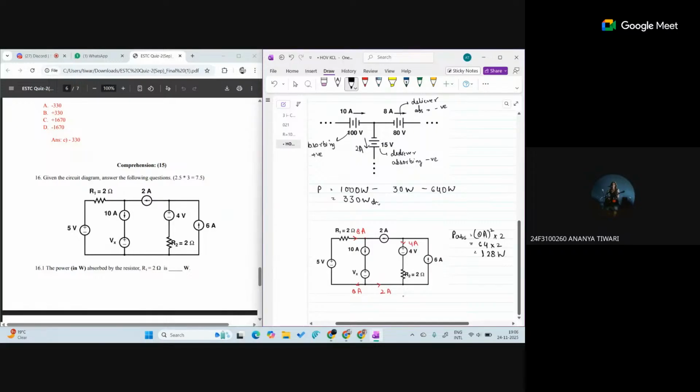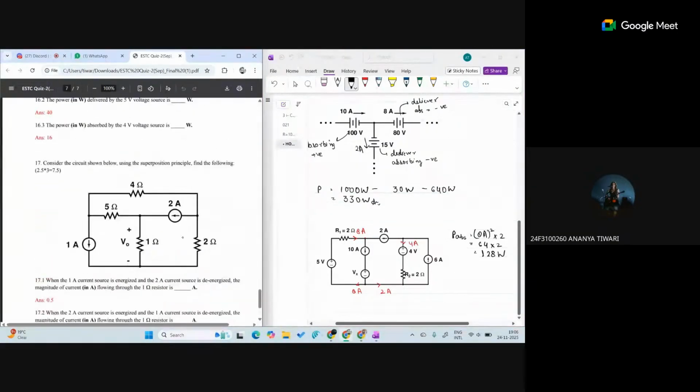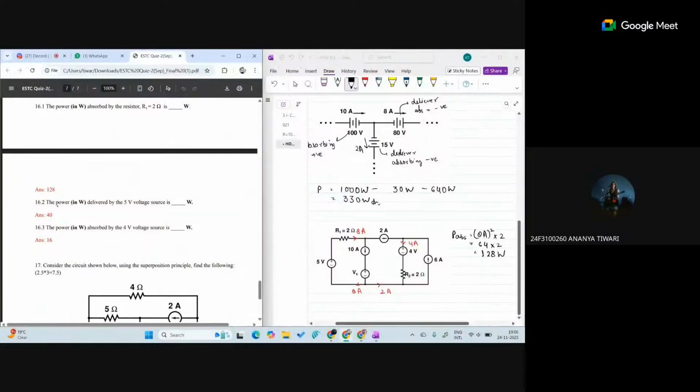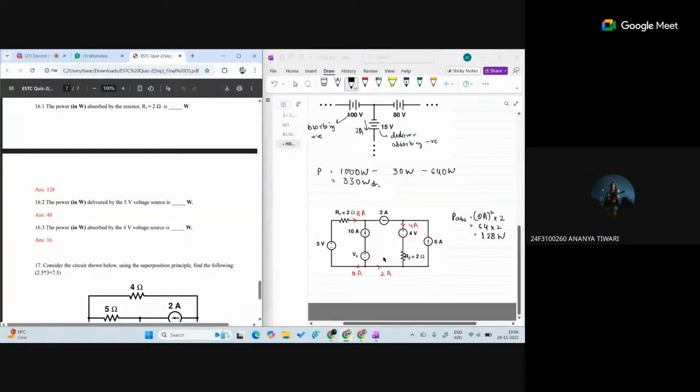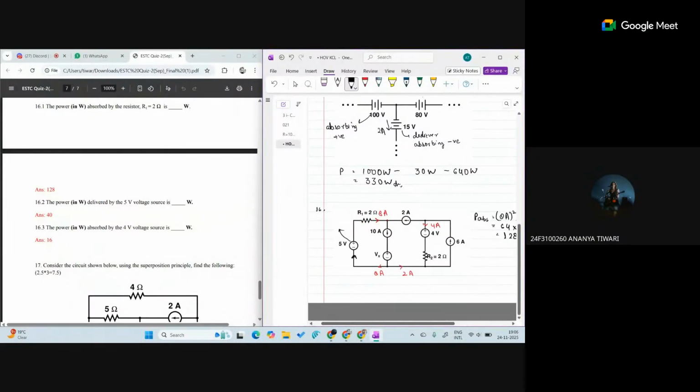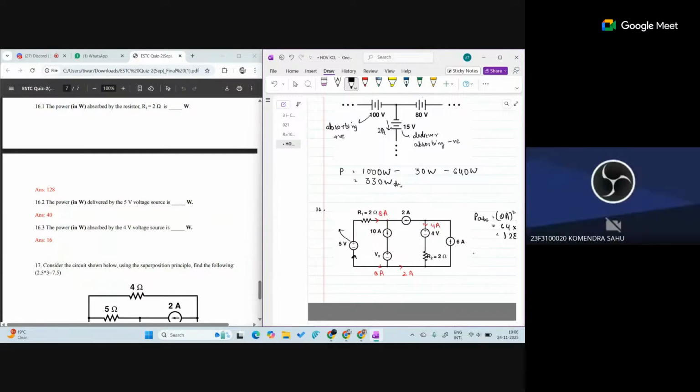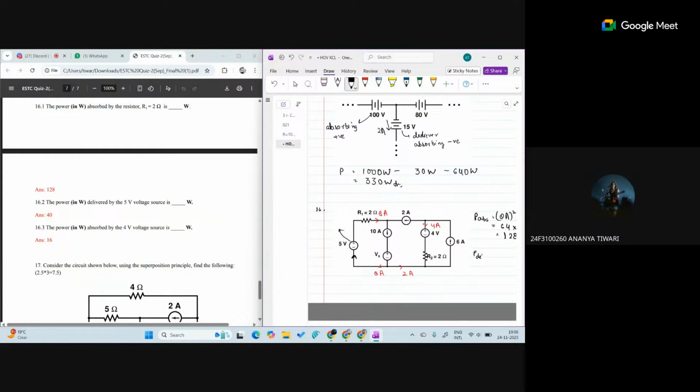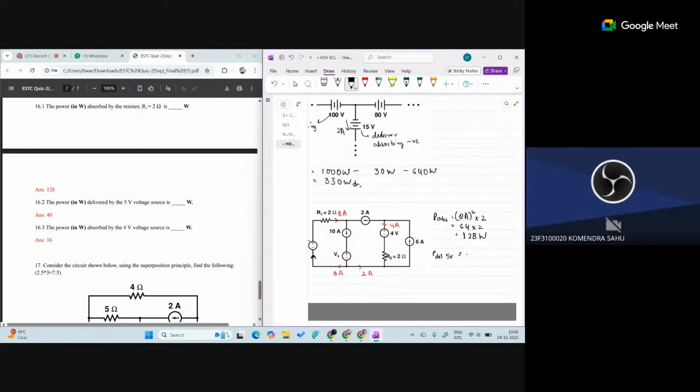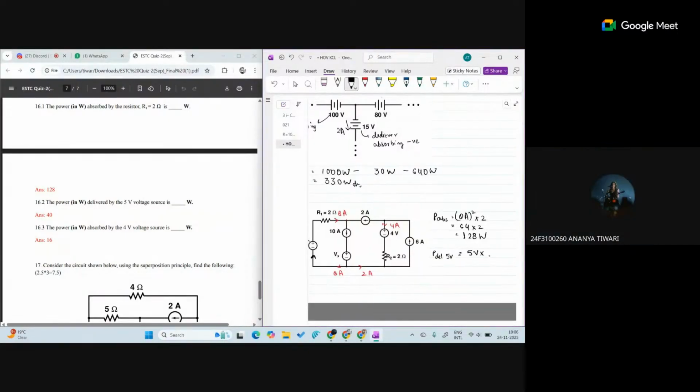Okay. So now we have to find the power delivered by 5 volt. The current is flowing in this direction also, and 5 volt is in this direction, so will it deliver or absorb? It will deliver. So delivered power would be by 5 volt, 5 volt into 8 ampere, right? Yes, ma'am. So it would be 40 watt.